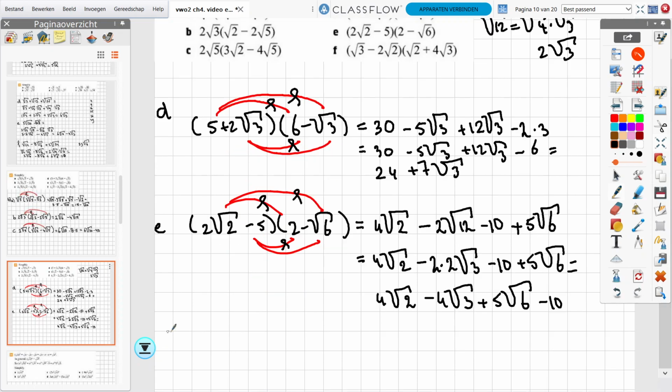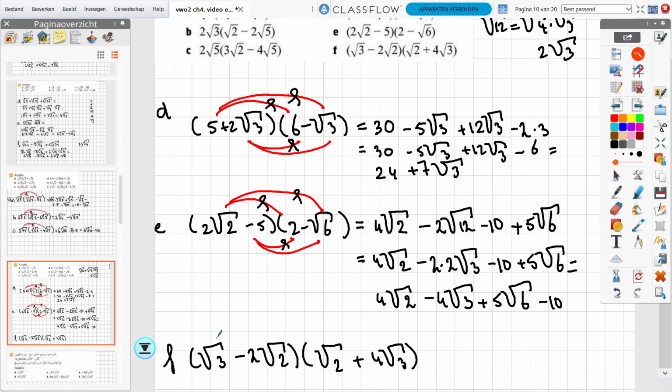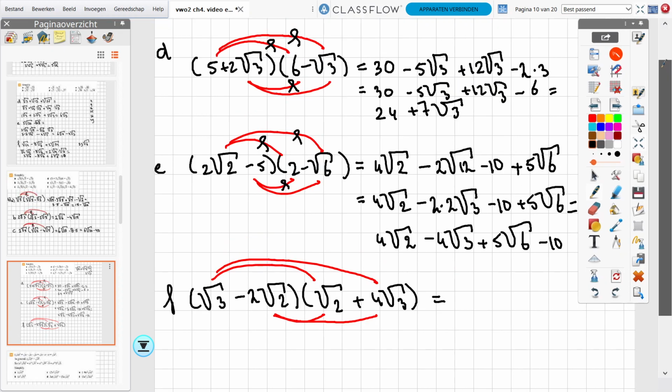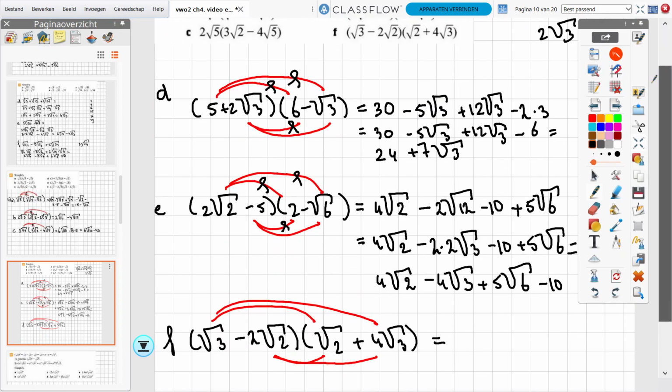And then f. Let's see if f is just as much work. Root 3 minus 2 root 2, times root 2 plus 4 root 3. Here we go, I guess. And this one is even with more roots. Here at least we had 5 and minus 5 and 2, which were regular numbers. So let's do it down here. Also, let's check if I copy the exercise correctly. Root 3 minus 2 root 2, and so on.